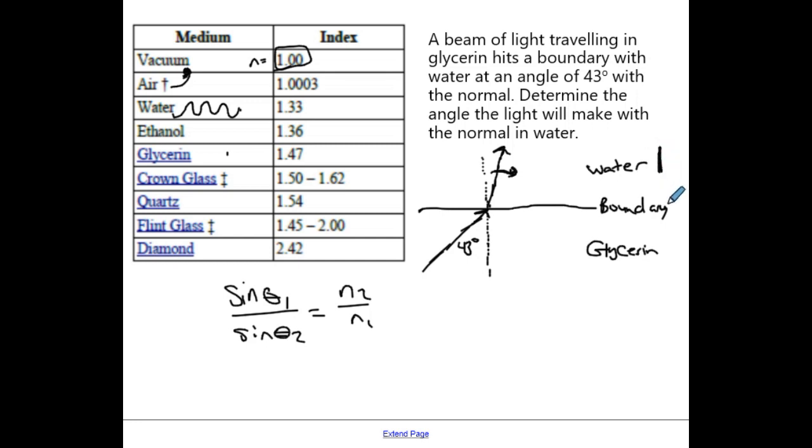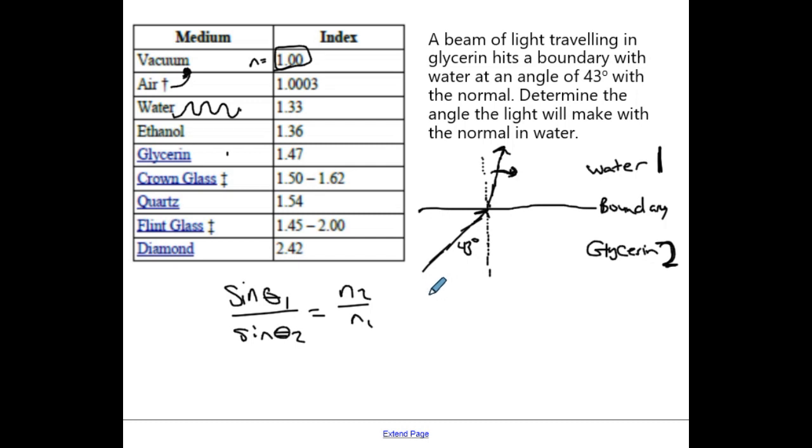So why don't I just make water be side 1 and glycerin be side 2? That was arbitrary that I chose it that way, but the reason why to me this is important is I want to make sure that I'm always consistent with what I make 1 and 2. So this is a pretty straightforward question now, actually. Let's plug in some numbers.